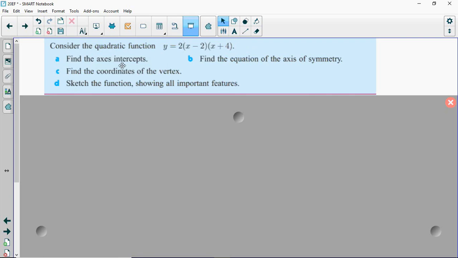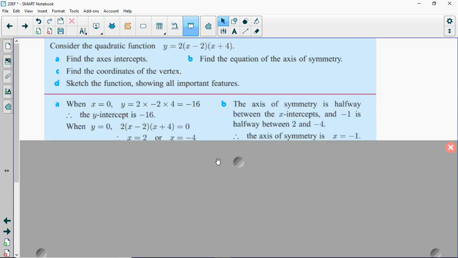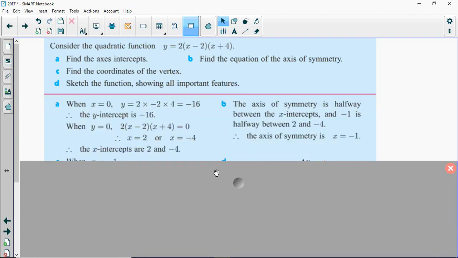So we begin again with the axes-intercepts. Just like before, if we want to find the y-intercept, we're going to set x equal to 0. Now in this case, we actually have to do it. We don't see the y-intercept hanging out here as a constant, but when we put in 0 in here, we just get 2 times negative 2 times 4, and that's easy to see that it's going to be negative 16.